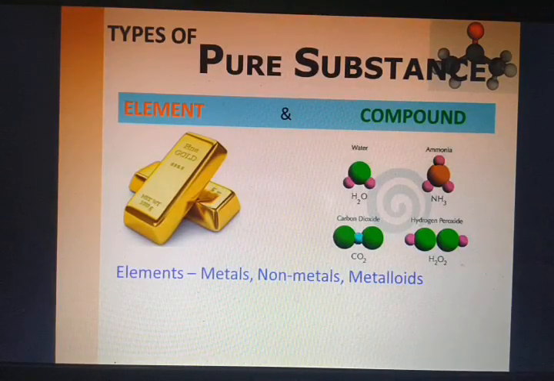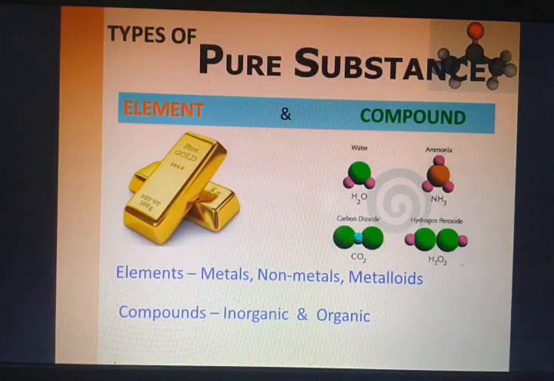Now, elements can be further classified as metals, non-metals, metalloids, and inert gases. That is a part of the elements. So pure substances: metals, non-metals, metalloids, and inert gases. Clear? The next is compounds: inorganic and organic.